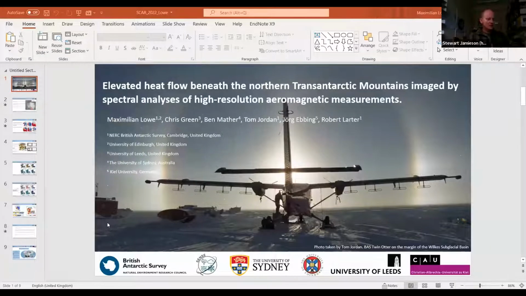Our next speaker is Maximilian Lowe, and he's going to be talking about elevated heat flow beneath the northern Transantarctic Mountains using spectral analyses. So Max, I'll hand over to you.